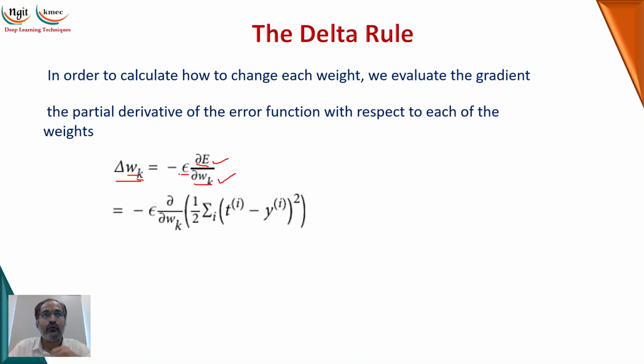For this, how can we calculate? Actually, we already have the equation for E. Already we have taken the mean squared error. The mean squared error is this one. In the place of E, I am writing this: ∂/∂WK of 1/2 Σ (Ti − Yi)².